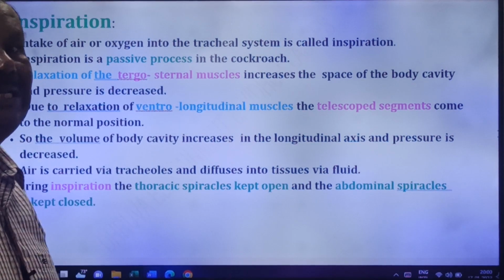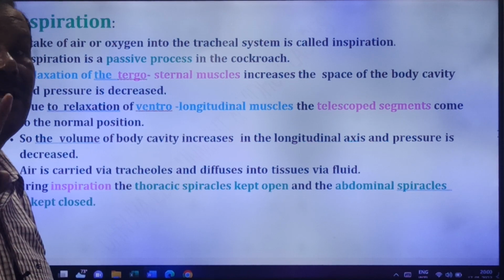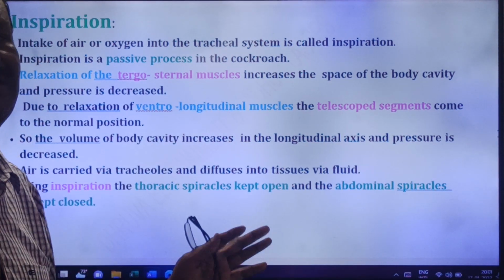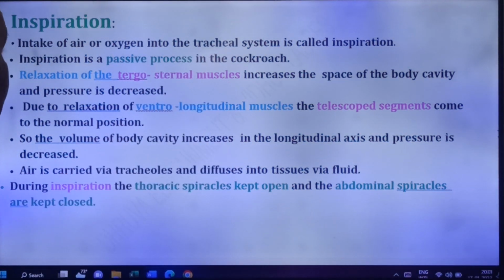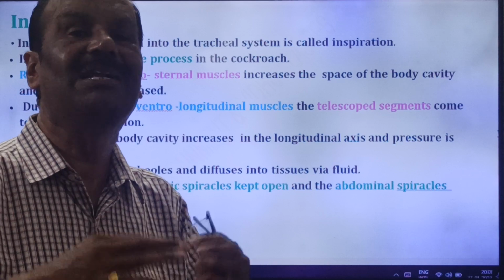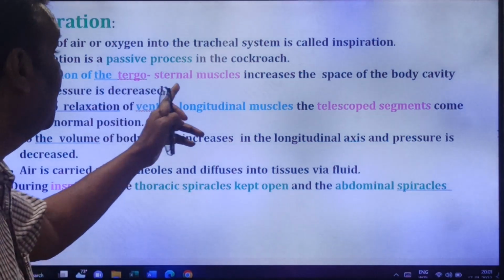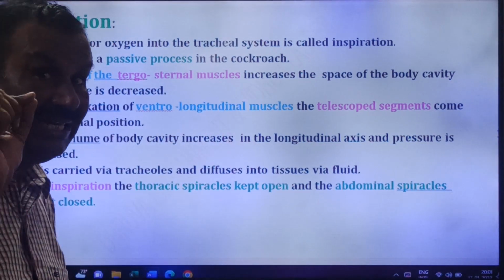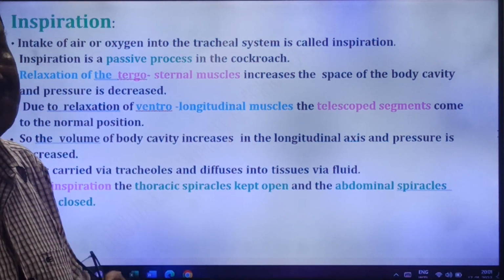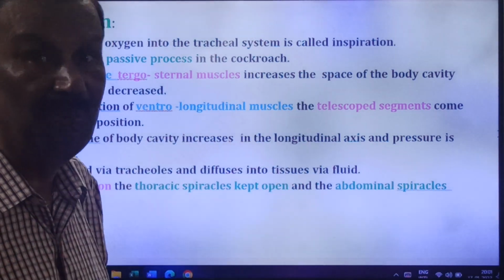Now, relaxation of the tergosternal muscles. What are tergosternal muscles, friends? Just now I told, dorsoventral muscles. Relaxation of the tergosternal muscles increases the space of the body cavity, and when the space of the body cavity increases, the pressure in the body cavity decreases, friends. So relaxation of tergosternal muscles or dorsoventral muscles increases the space of the body cavity. Very, very important, friends.